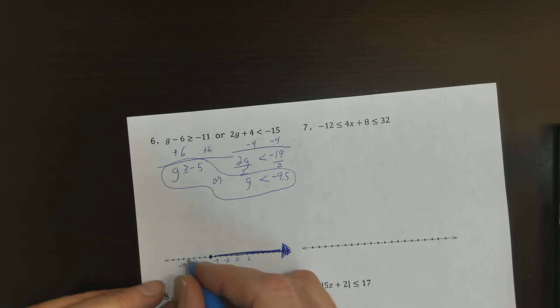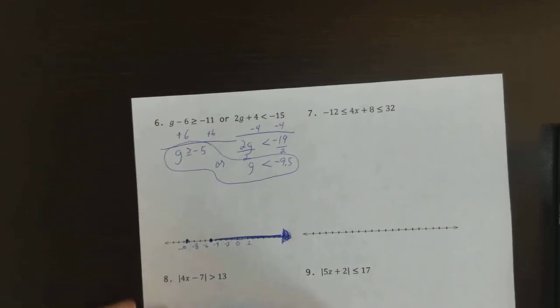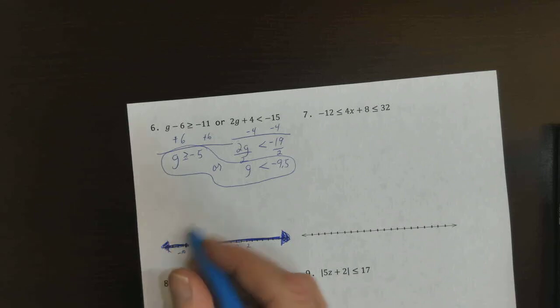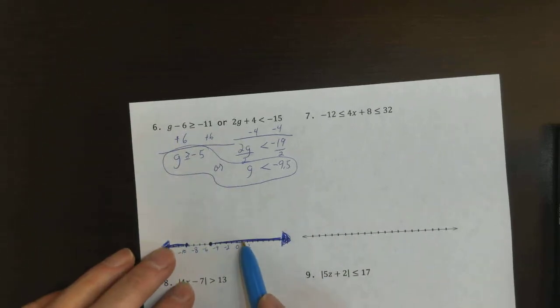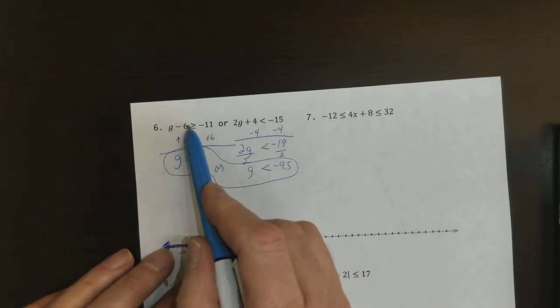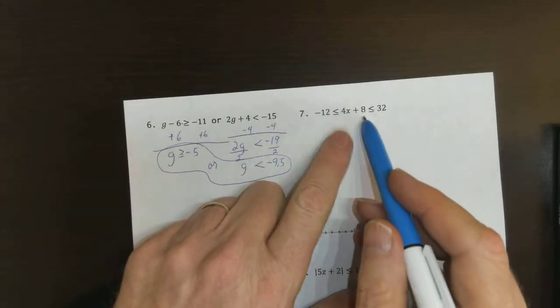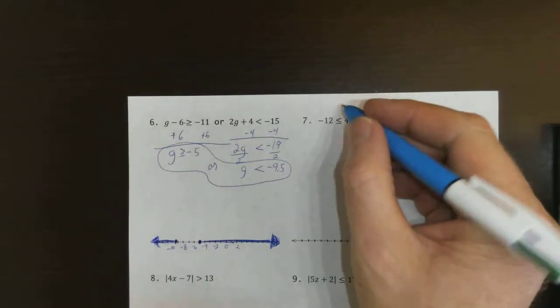Alright, -10's here, -9's here. Halfway between is -9.5 right here. And I'm going to go heavy arrow on this side. I've shaded all the acceptable values for G. Everything that you could plug in that would make either this one true or this one true. This is an OR problem.